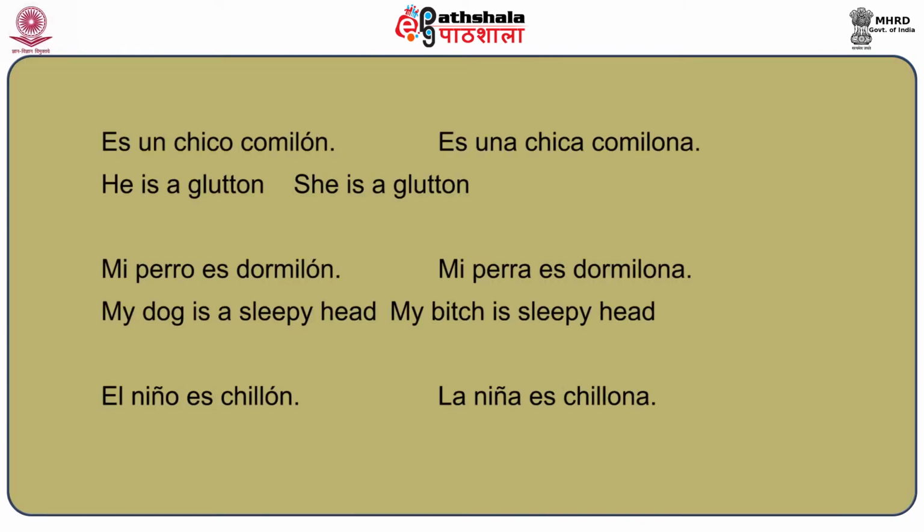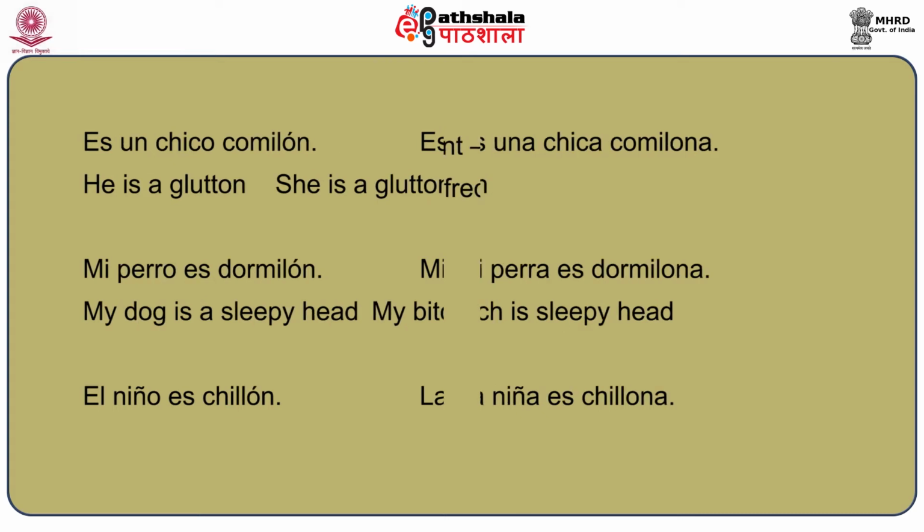Let's see some examples using these adjectives. For example, es un chico comilón, meaning he is a glutton. And for a girl, it will be es una chica comilona, meaning she is a glutton. Mi perro es dormilón, meaning my dog is a sleepyhead. Same way, mi perra es dormilona, that is, the female dog is a sleepyhead. And last, el niño es chillón, or la niña es chillona.